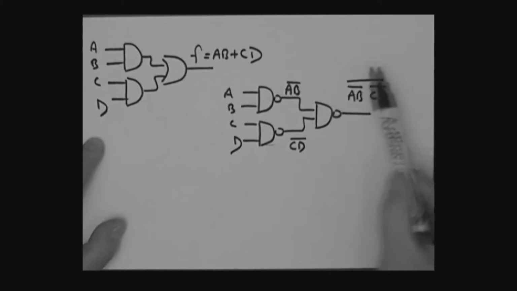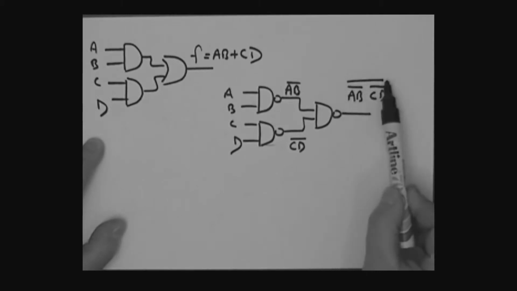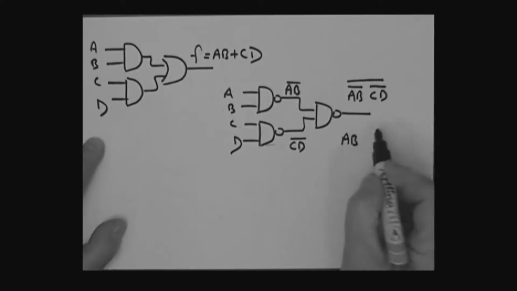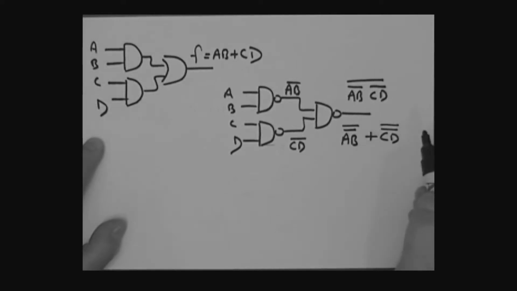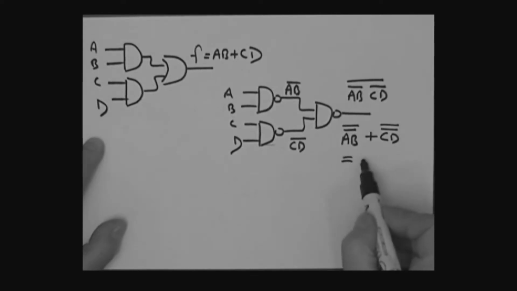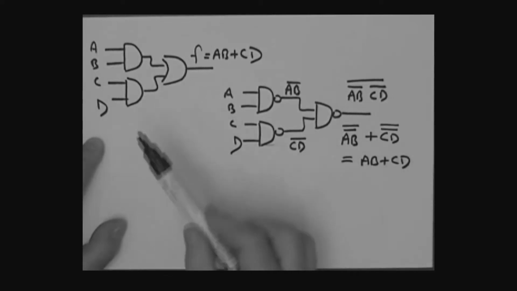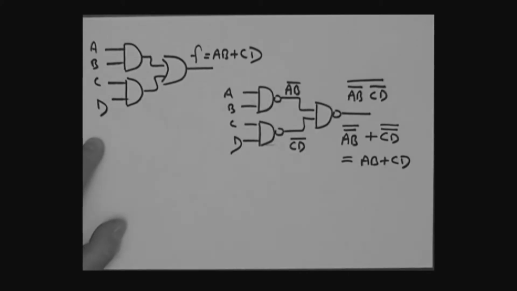Now, could I apply De Morgan's theorem to this? I could get rid of this bar here if I applied De Morgan's theorem, couldn't I? And if I do that, then I have what? AB bar bar or CD bar bar. And what is that equal to? That's just simply equal to AB or CD. So really, these NAND gates then in this configuration represent an AND/OR function.